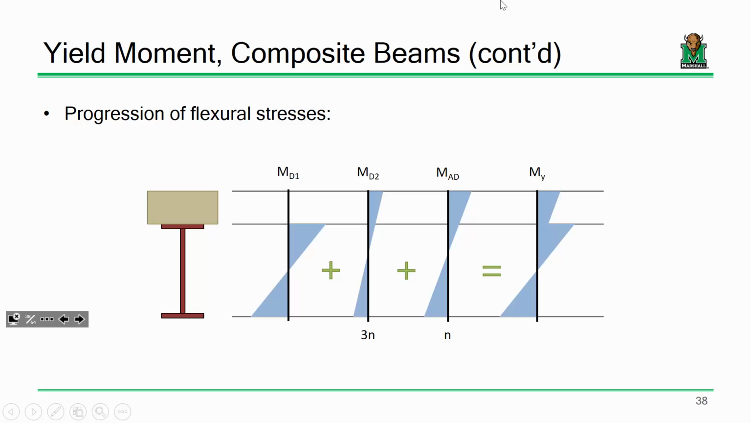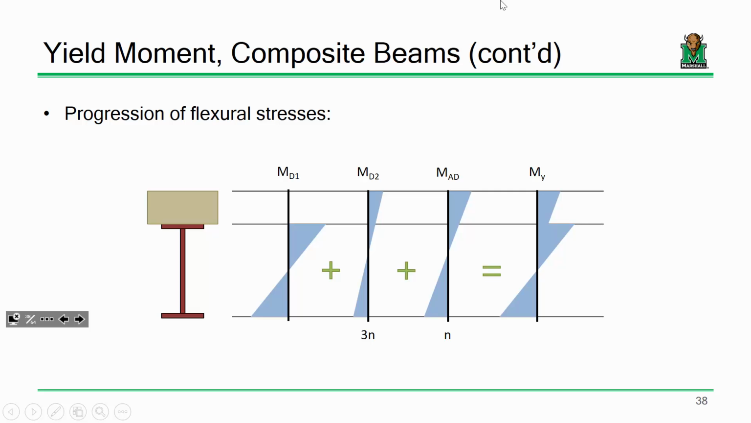What I have to do is figure out how much additional moment would be applied to the short-term section to cause yielding. And what do I mean? Well, if you take this stress profile, add it to this one, and add it to this one, you're going to get a stress profile that looks something like this.